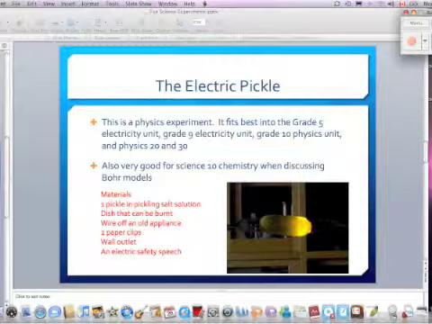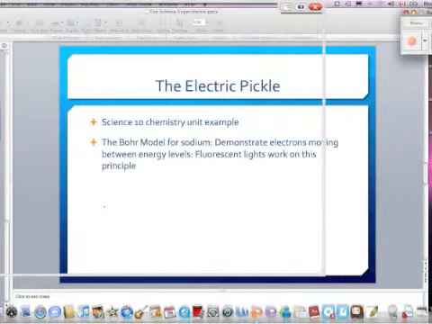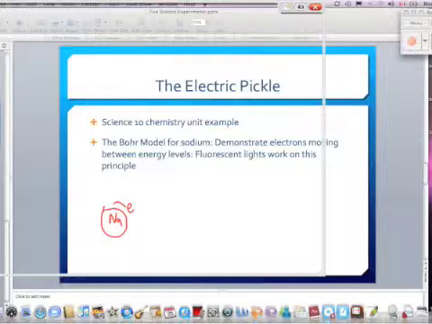The materials that you need are a pickle, a dish that can be burnt, a wire off an old appliance, a couple of paper clips, and I always like to give my kids a safety speech before we do this one. And I'll just draw a sodium atom here in the Bohr model. It's got 2 electrons in the first energy level. It's got 8 in the second energy level. And 1 lone guy out here in the third energy level.